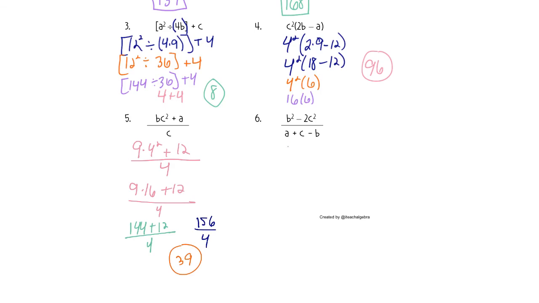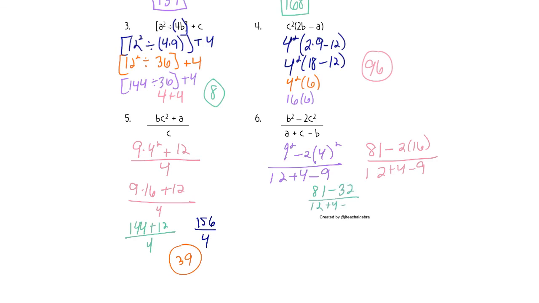Last one, B squared is 9 squared minus 2 times 4 squared divided by 12 plus 4 minus 9. So let's look at the numerator first. We have 2 exponents, so let's just knock those out at once. 81 minus 2 times 16. And the bottom's going to stay the same. 12 plus 4 minus 9. And then we'll multiply on the top. So that's 81 minus 32 all over 12 plus 4 minus 9.